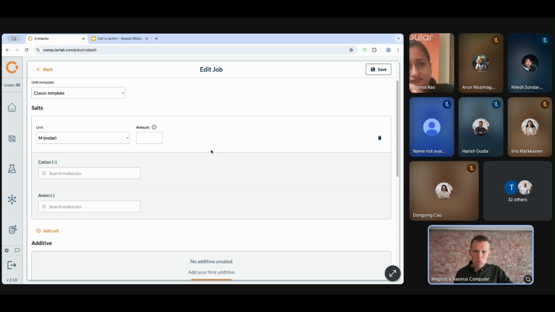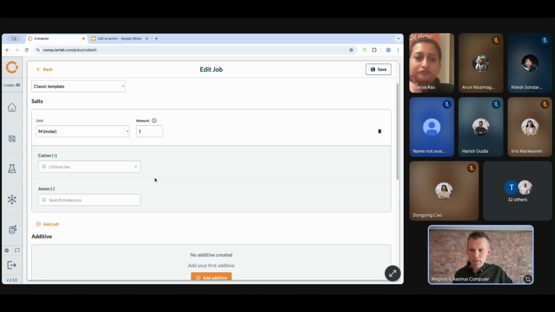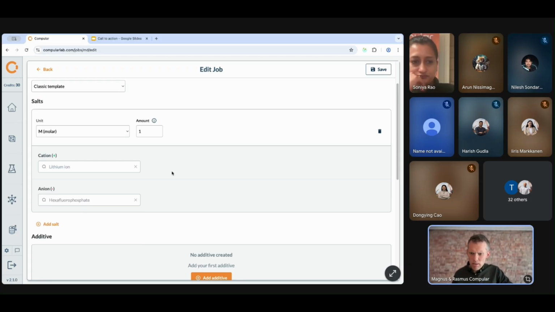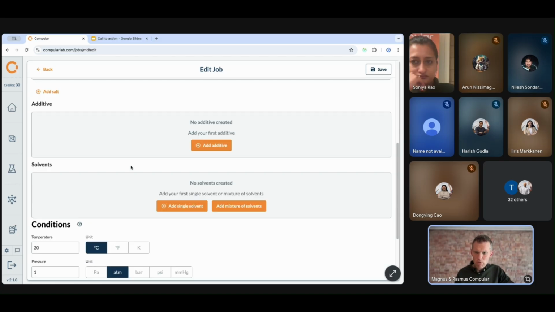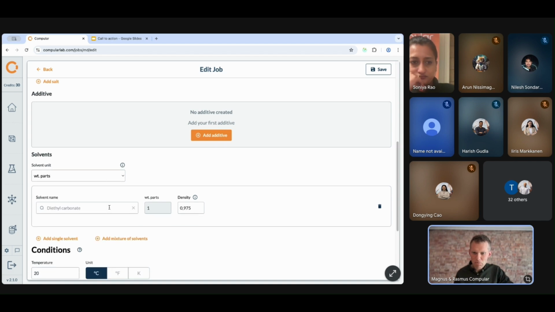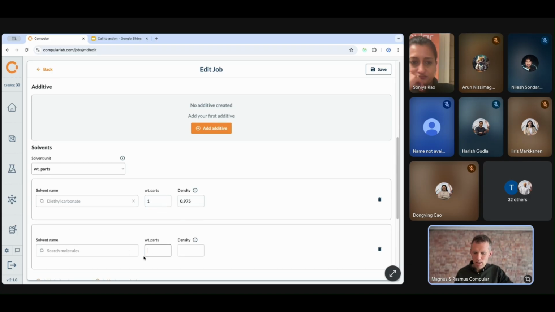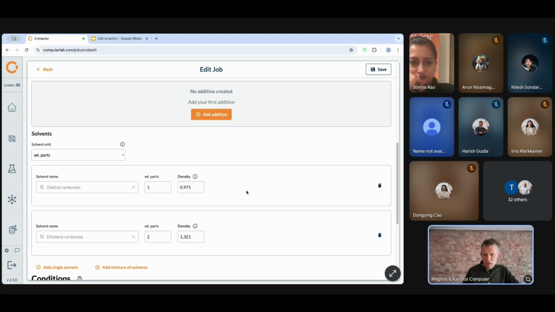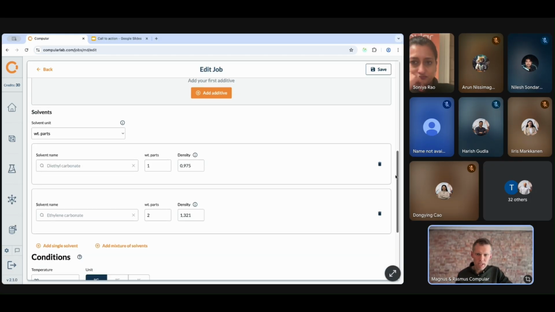And then you specify what salt you're using, and you already see now that this is not a general purpose MD tool, but it's really targeted to electrolytes because we expect you to have a salt here. So let's do lithium PF6. You can add additives, of course, if you want, but let's skip that and go straight for the solvent. Let's do DEC, 1 weight part, and maybe 2 weight parts of EC. So there we go. There we have specified the full composition of the electrolyte.